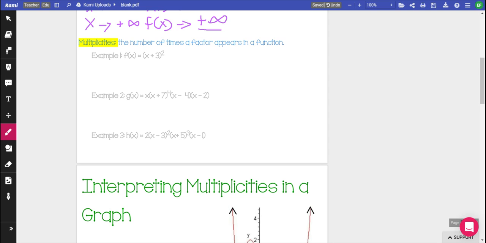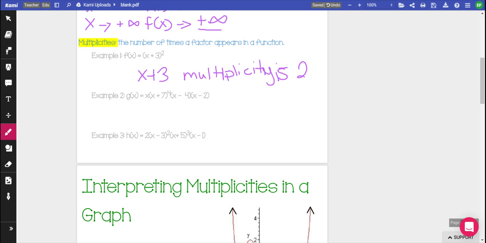Now we turn to our second piece of vocabulary, which is multiplicities. So the multiplicity, by definition, is the number of times that a factor appears in a graph. So we've gone through factors and roots before. If we're looking at this first example here, the factor of x plus 3, we know occurs twice. So we can say that the multiplicity of the x plus 3 factor is 2.